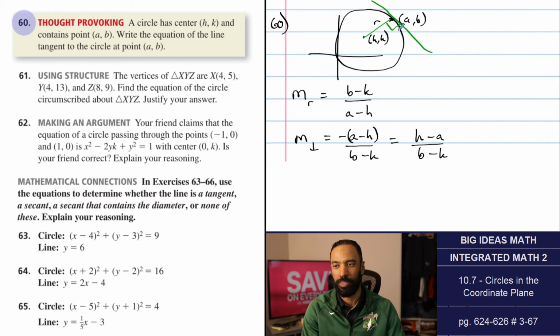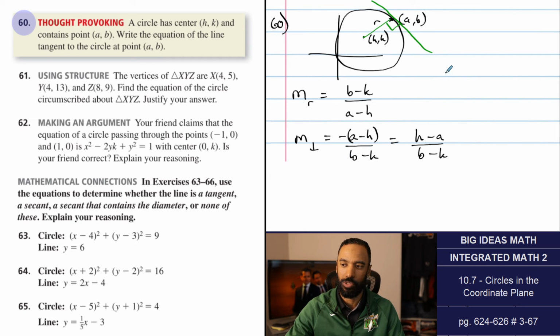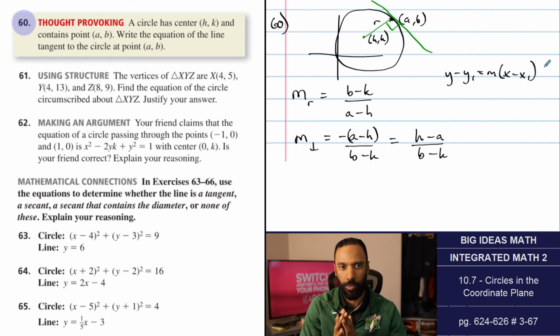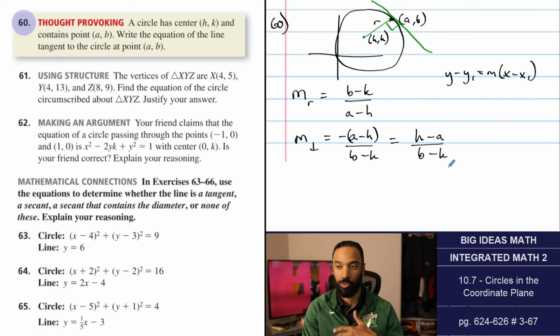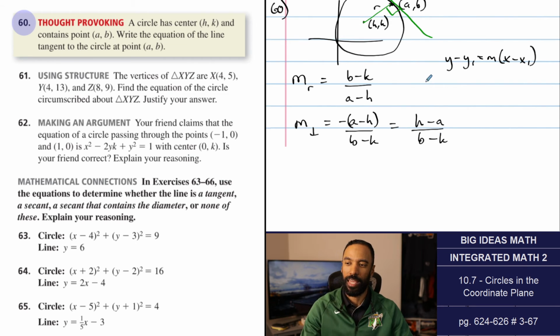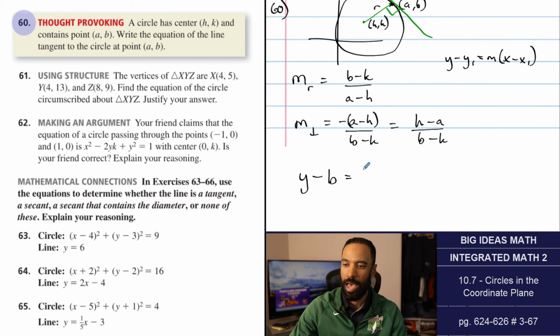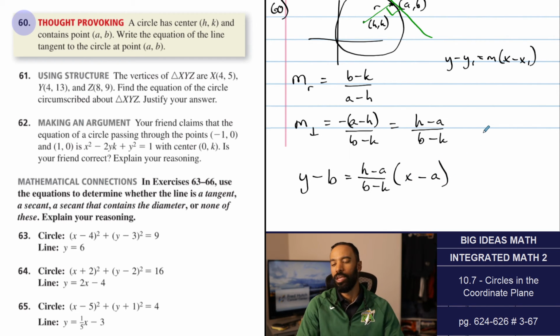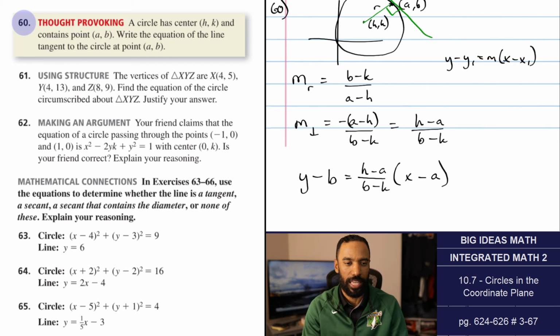When it comes to point slope form for an equation, we use y minus y1 equals m times x minus x1. I'm just going to go ahead and do that. They said write the equation of the line. I was hoping for the word and, but they didn't say whether it's slope intercept form or point slope form. If it's point slope form, I can say y minus b, that's the point it's crossing through, equals m, my slope, times x minus a. So that's one version of the equation in point slope form.